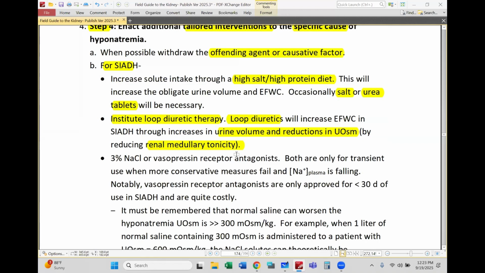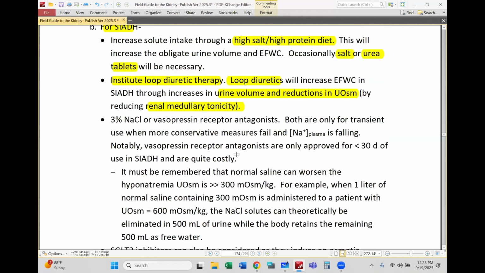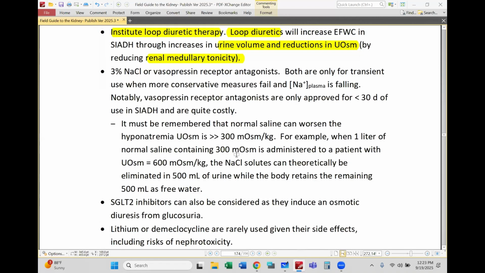You recall that the medullary hypertonicity is half urea, half sodium and potassium salts. The sodium and potassium salts come from thick ascending limb transport, right? So I can reduce the medullary tonicity by using wisely a loop diuretic.